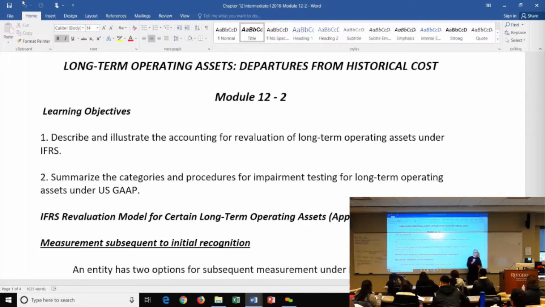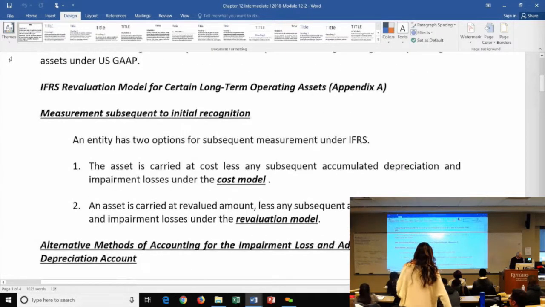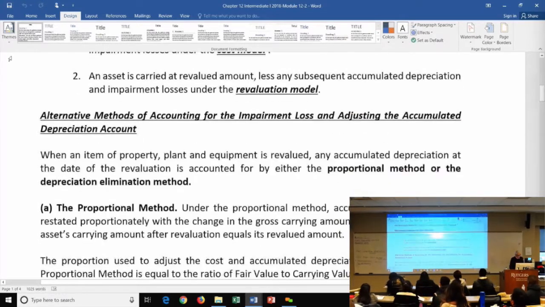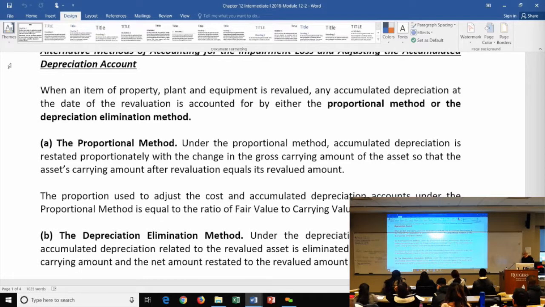Now, once you have the revaluation model, the question is, how do you handle the revaluation? So I've shown you a couple of ways to do this. You could flow it through the plant asset account, you could flow it through the accumulated depreciation or amortization account. But we have some specific approaches.